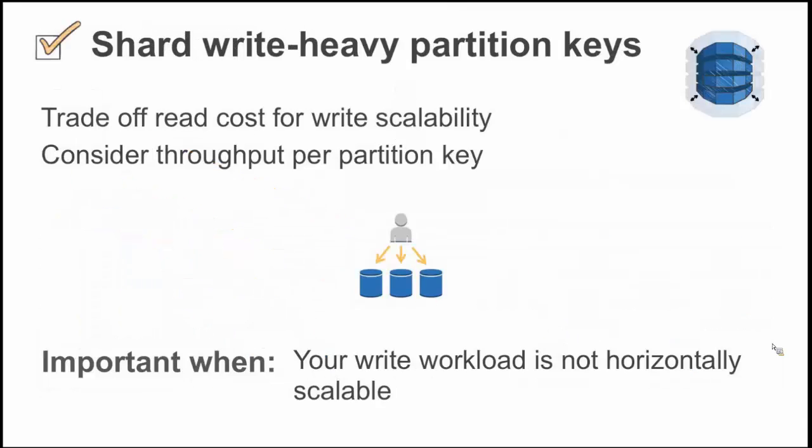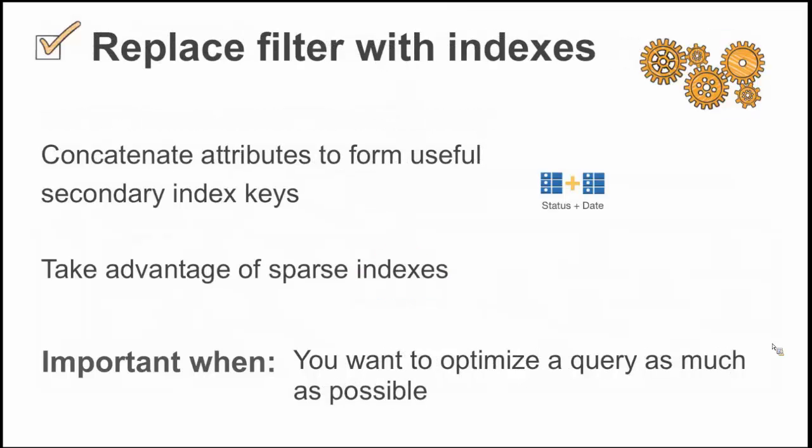All right. So that idea is to shard those write-heavy partition keys so that you can trade off that scalability and think about how you're going to be able to do that at the app tier. Replace the filters with indexes to take advantage of those sparse indexes.